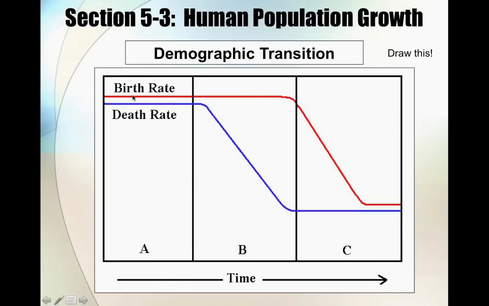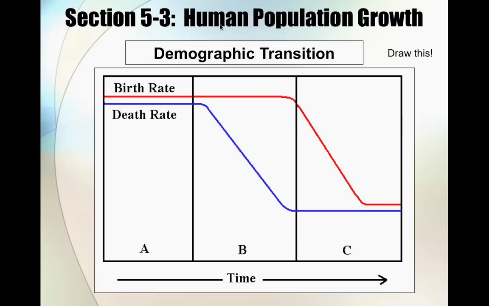And here's what it looks like right here. For all undeveloped countries, and this was the United States 300 or 400 years ago, and also most of Northern Europe a long time ago, they were in this stage A right here. And in stage A, you have a very high birth rate and a very high death rate. So your population is growing, but it's not growing a whole lot.